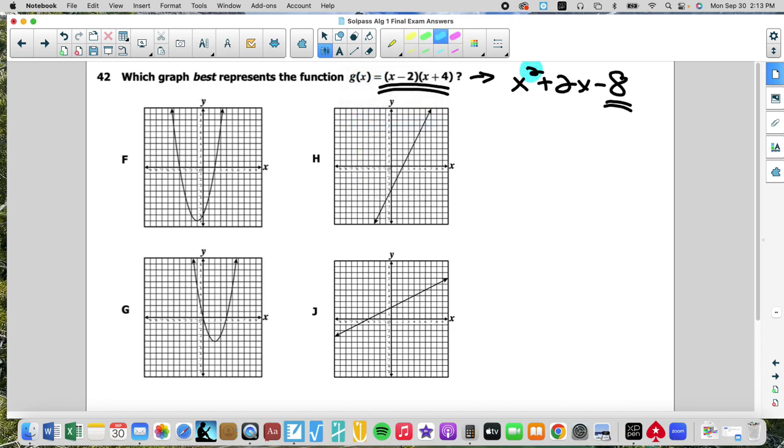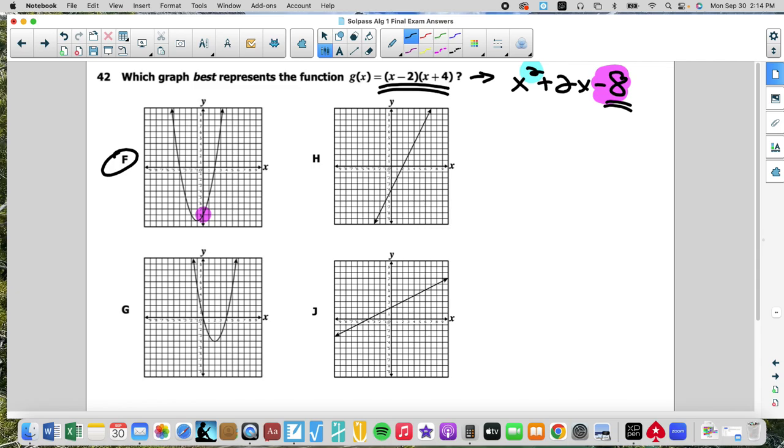So I know it's a parabola because it's squared. I know my y-intercept is -8. That has a y-intercept of -8. And that's it. So I know it's F. I didn't have to do any work. I just used logic.